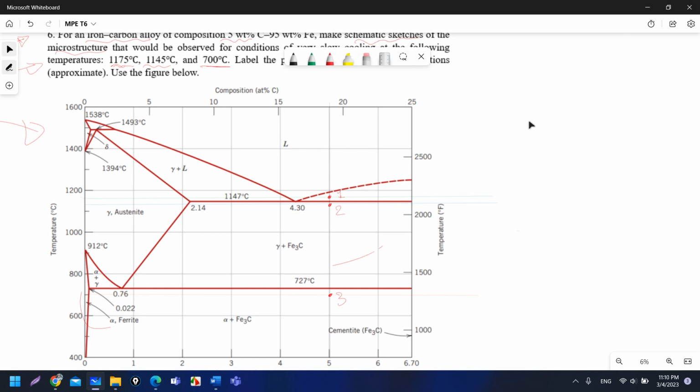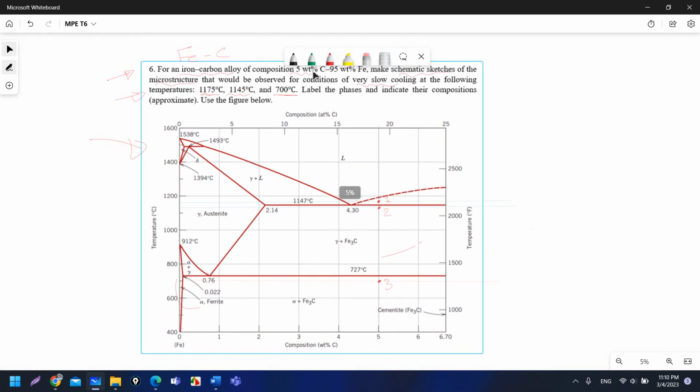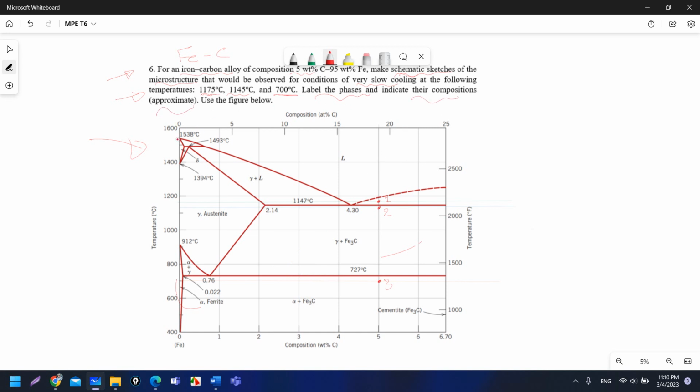Now I need to sketch the microstructure and then label the phases, whether it is gamma, cementite Fe3C, ferrite, alpha, or what, and their approximate compositions. Usually when it says approximate, whenever we have a temperature below or above the eutectic line, we approximate the composition to be the composition at the eutectic line itself. And we do the same thing for the eutectoid line, and we use the lines already indicated in the phase diagram itself.